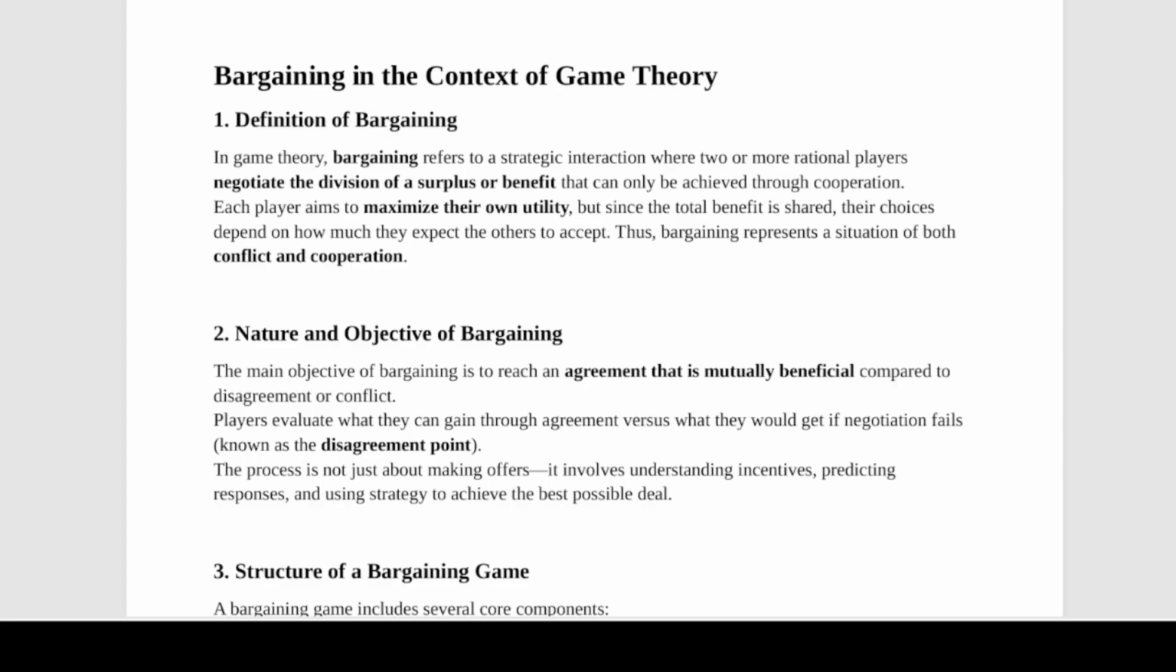We are going to be talking about bargaining in the context of game theory. To begin with, what is bargaining? Bargaining is when two or more people negotiate on how to share something valuable.